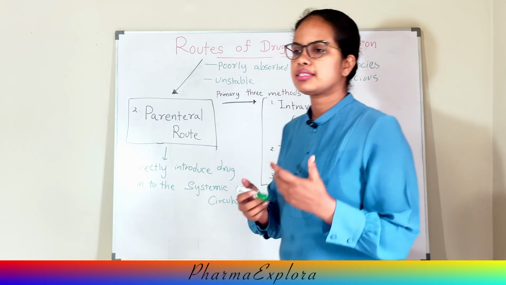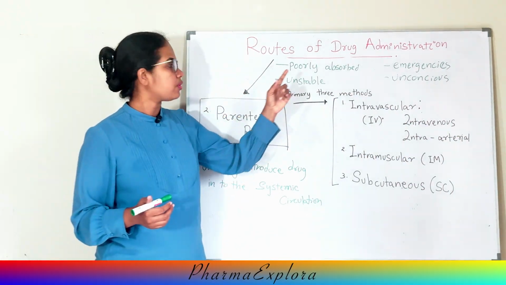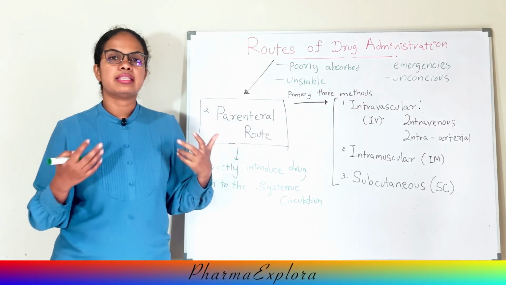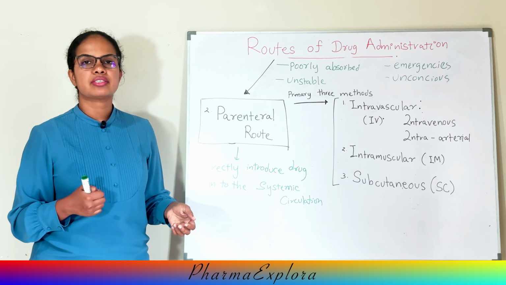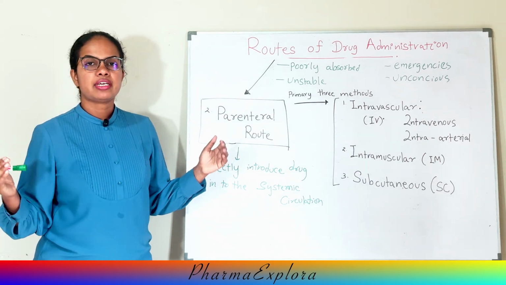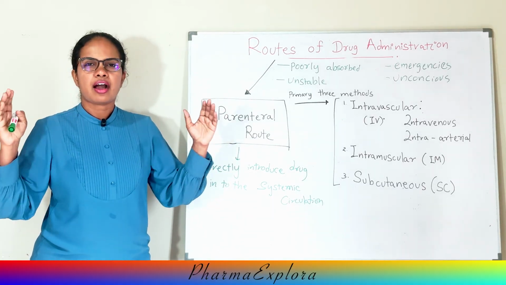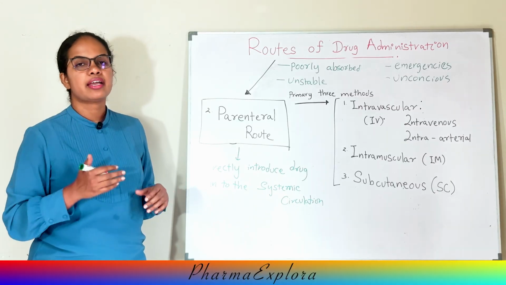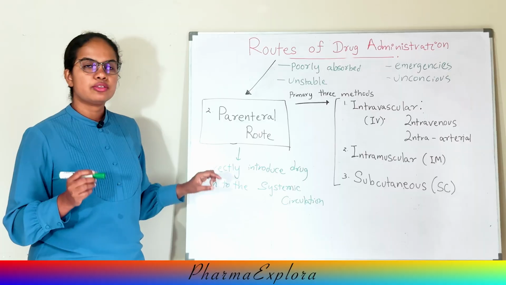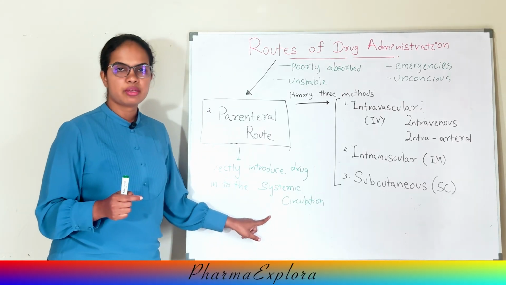So these are the instances where we mainly use the parenteral route: drugs which are poorly absorbed or unstable, emergencies where we need a rapid onset of action, and unconscious patients. The advantage of this parenteral route is that clinicians have the ultimate control of the exact dose delivered to the bloodstream. Here you can see why, because we are introducing the drug directly into the bloodstream.